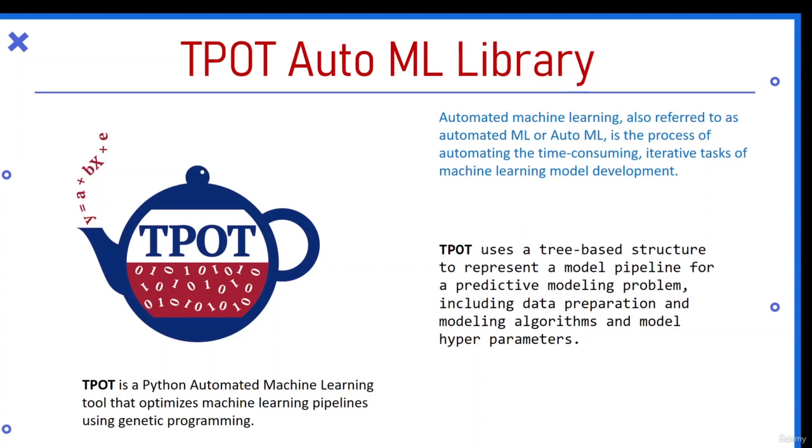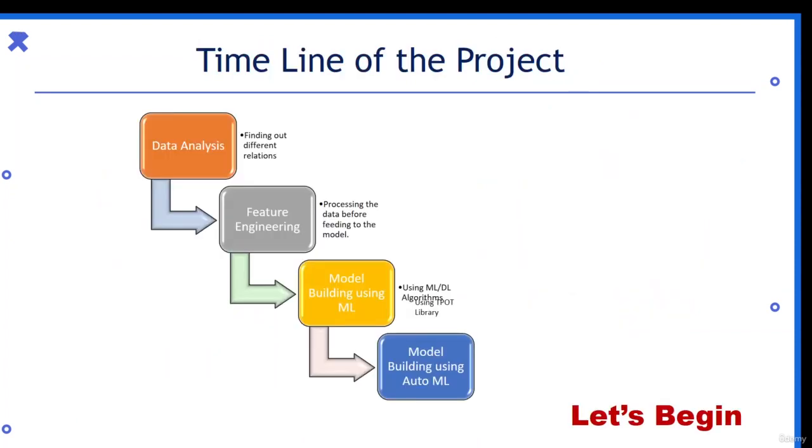Basically, it uses a tree-based structure in which it creates different model pipelines. It tells us which pipeline is the best pipeline, and then we can deploy or use that model for our future use. So moving on, what will be the timeline of our project? The first and foremost thing will be the data analysis part. In this, we'll be finding out different relations in the data.